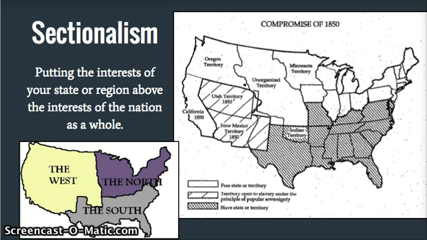Sectionalism refers to the attitude which places your own state or region's interests ahead of the interests of your nation as a whole. Sectionalism is seen as a major cause of the Civil War. The South needed slavery to fuel their agricultural industry and their economy in general, and felt the North was actively trying to stamp it out.